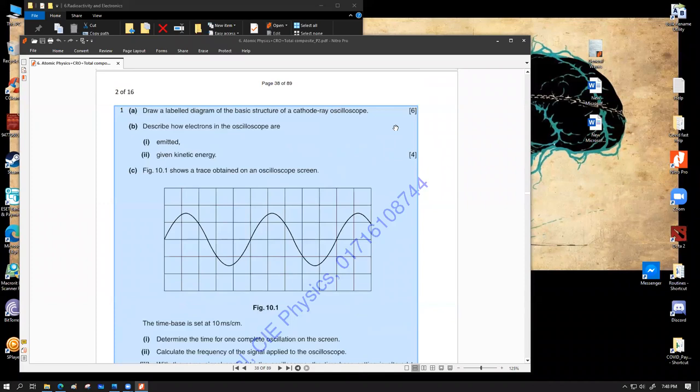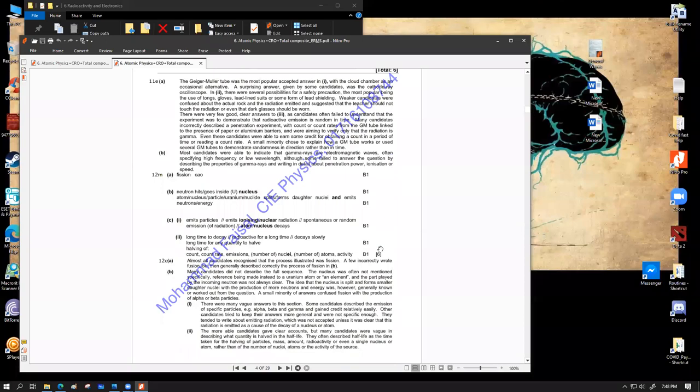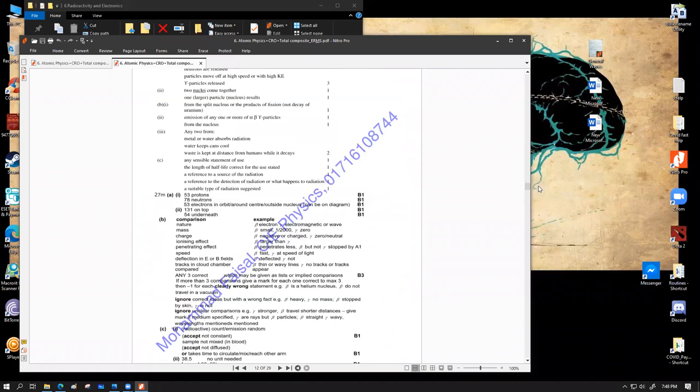Practically speaking, you don't essentially have to be able to draw this, but to make sure that you answer this question, there are a couple of specific components that you have to have labeled in your figure for the cathode ray oscilloscope. Now, what are those components? You can look it up in the mark scheme. I'm ready to jump into the mark scheme to show you which components necessarily have to be labeled in your drawing, so that you can score full marks on this question.